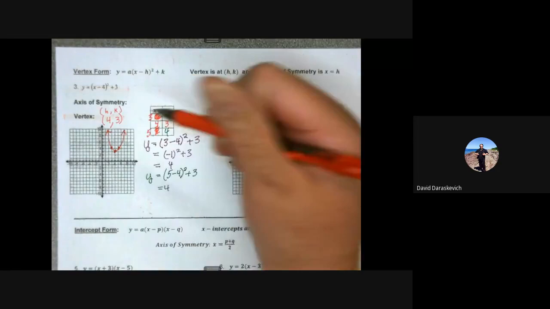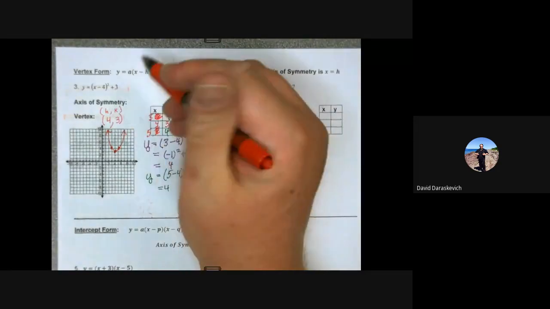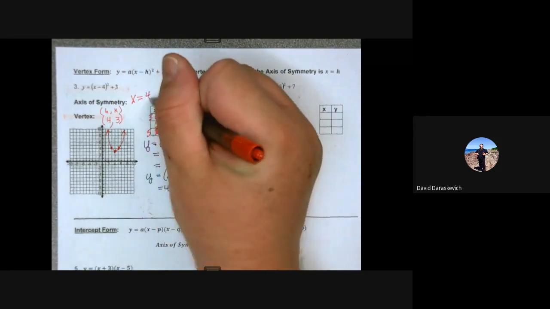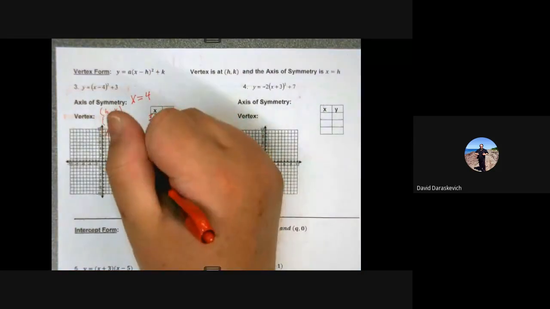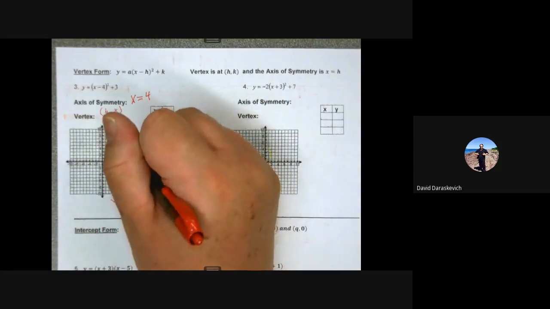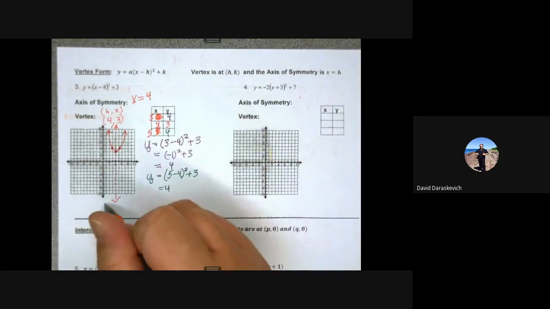There's my parabola. Axis of symmetry: x equal the x value of the vertex, 4. We should plot that, point that out on our graph. Here's my axis of symmetry. Sometimes I may even say, hey, label it.